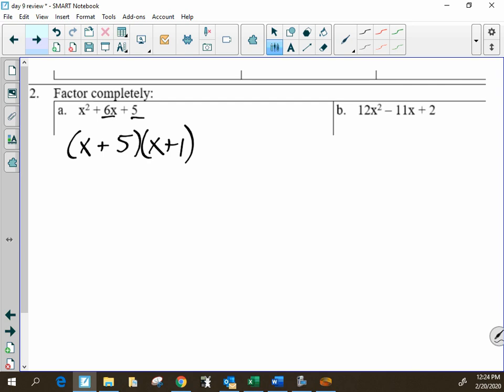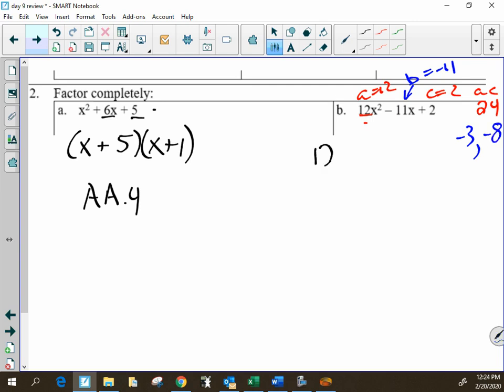If you were to multiply this all out, expand it, FOIL, double distribute, whatever term your teacher uses, it would take you back to this. If you're still struggling with that, the relevant IXL is AA4. Here, there is a number in front, so we're going to have to do AC, which is multiply A, which is 12, times C, which is 2, and we'll get 24. And so I need two numbers that multiply together to give me 24, but that add up to B, which is negative 11. And those two numbers are negative 3 and negative 8.